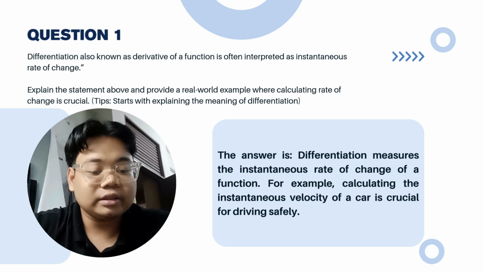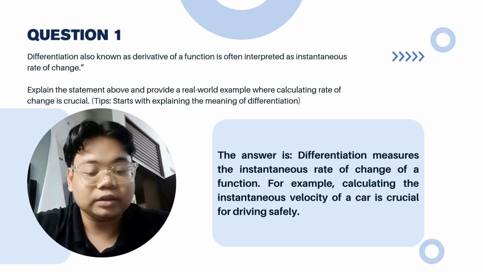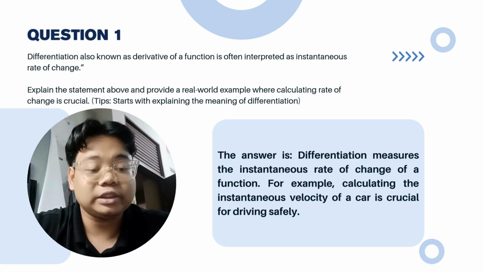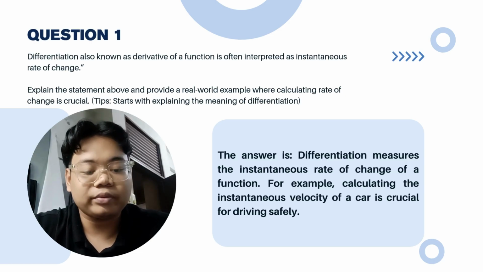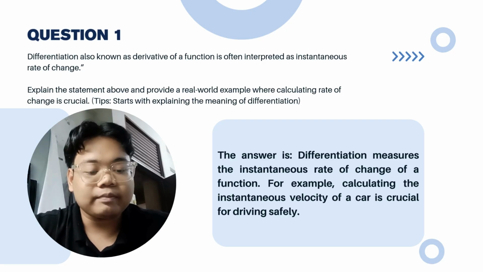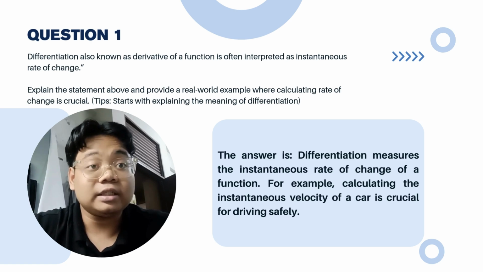Differentiation, or finding the derivative of a function, gives us the instantaneous rate at which a function's output changes with respect to its input. In simple terms, it tells us how quickly a quantity is changing at a specific moment. The meaning of differentiation is a fundamental operation in calculus that can measure the sensitivity of a function's output with respect to change in its input.